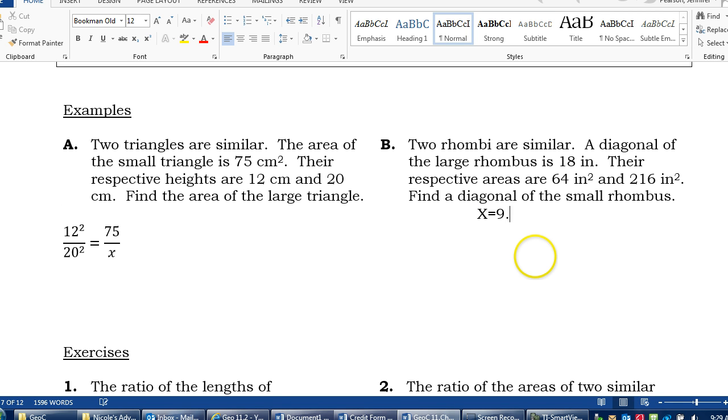X equals 9.8 inches. Okay, that is it for the examples.